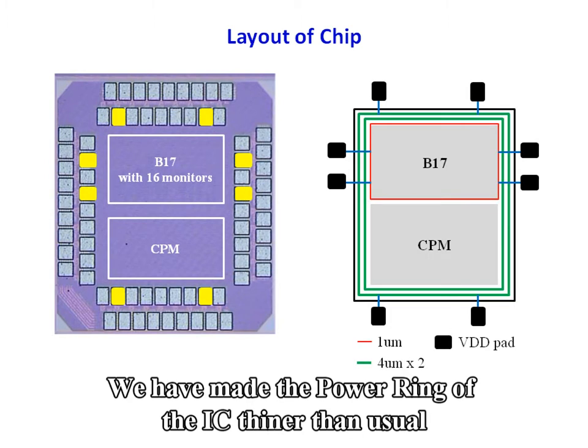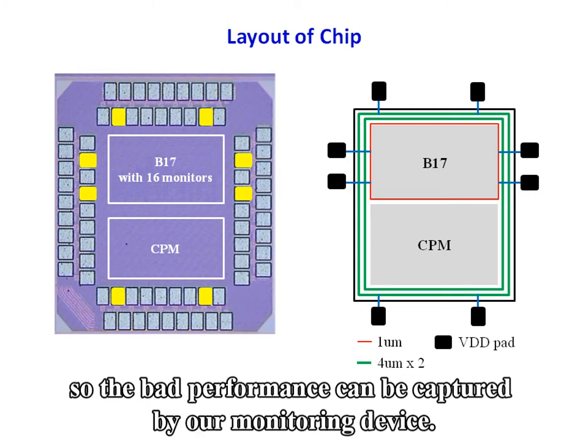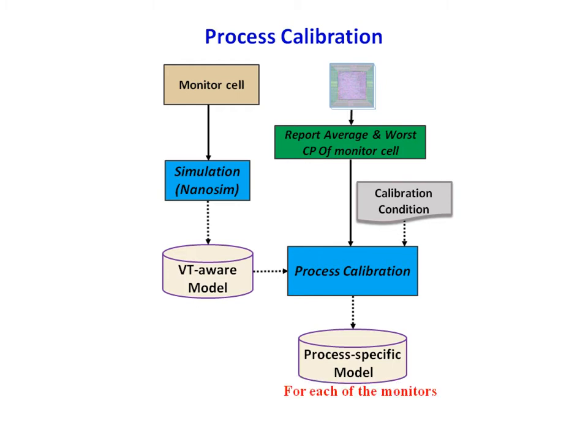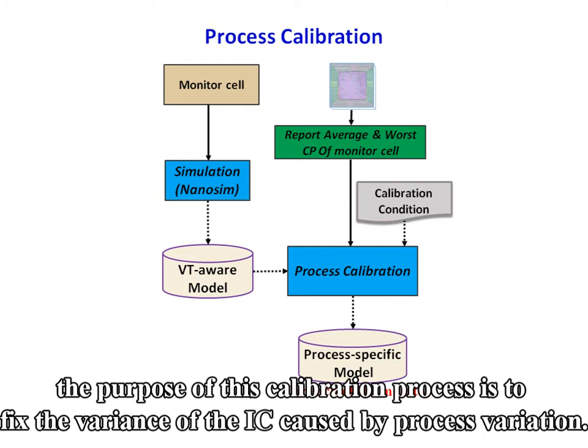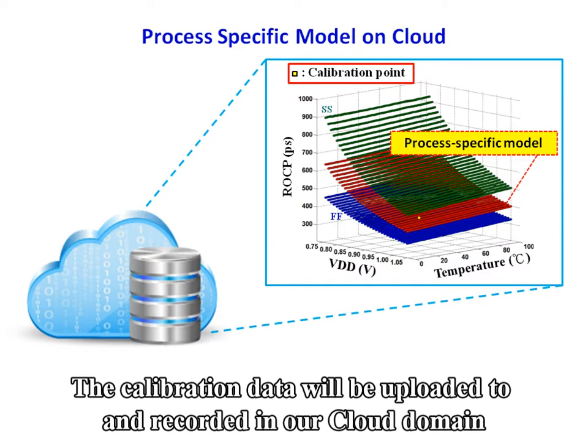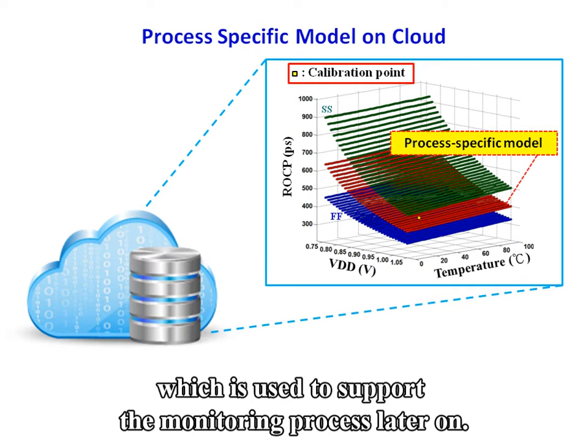We have made the power ring of the IC thinner than usual, so the bad performances can be captured by our monitoring device. Our monitoring IC will need to go through a calibration process first, once it is taped out from fab. The purpose of this calibration process is to fix the variance of the IC caused by process variation. The calibration data will be uploaded and recorded in our cloud domain, which is used to support the monitoring process later on.